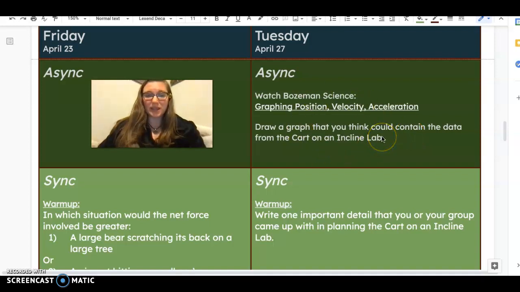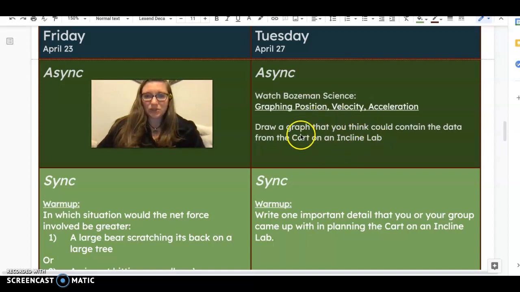We are starting a unit about acceleration. To start that off, I'm going to have you watch a video from Bozeman Science. It's actually for AP level stuff, but I thought he did a really good job of explaining position, velocity, and acceleration in a really clear, but also visual and good way. I think you guys are going to like it.